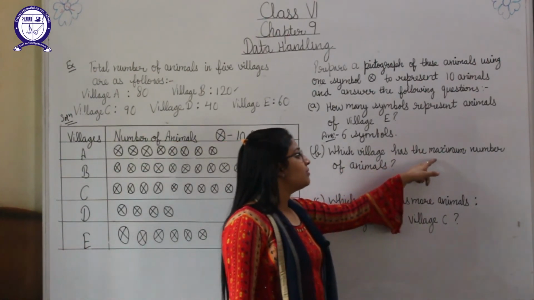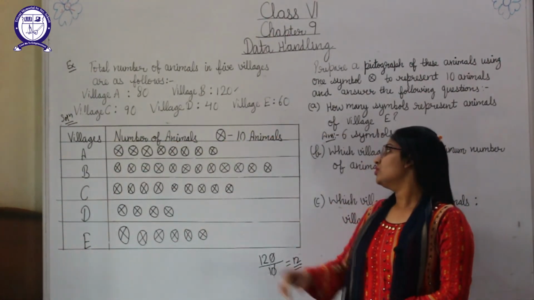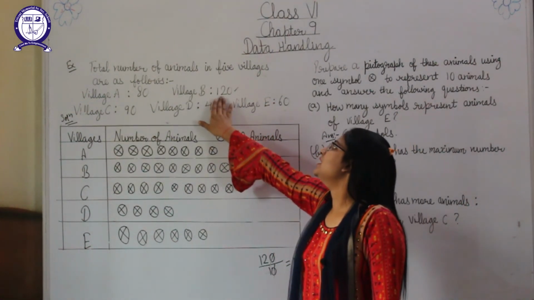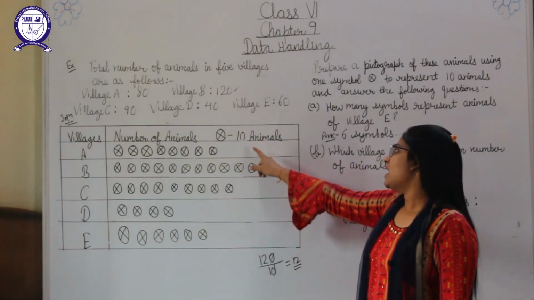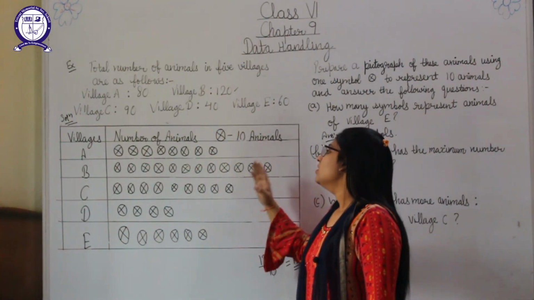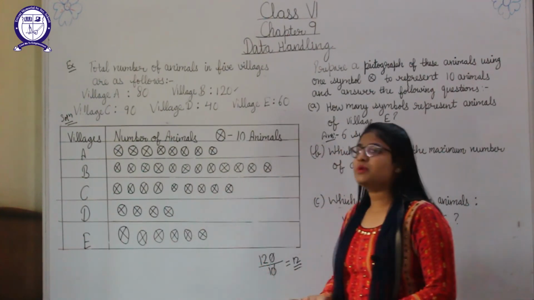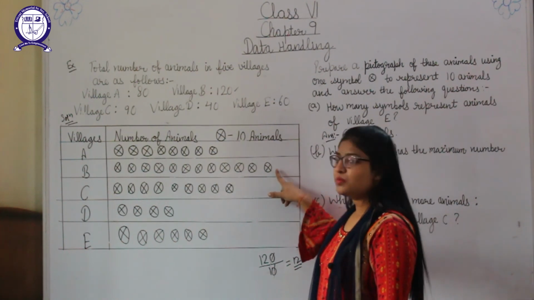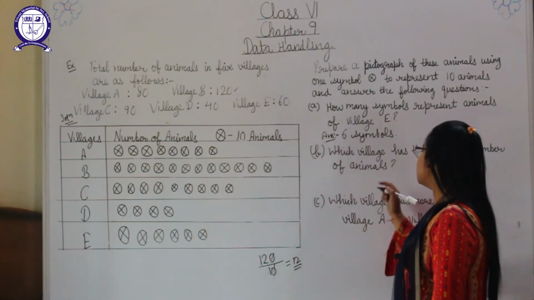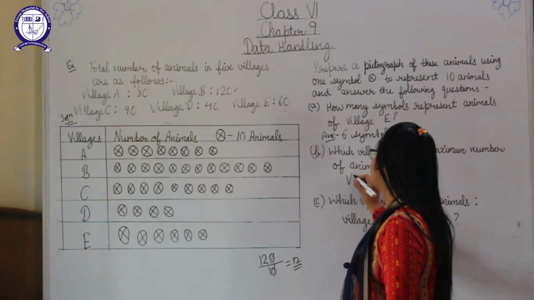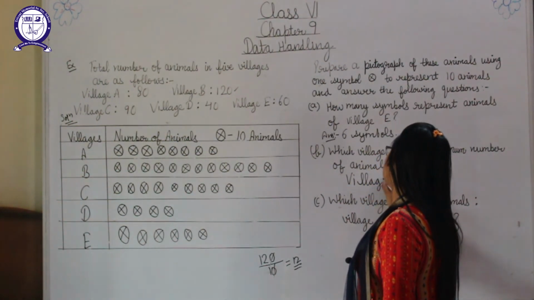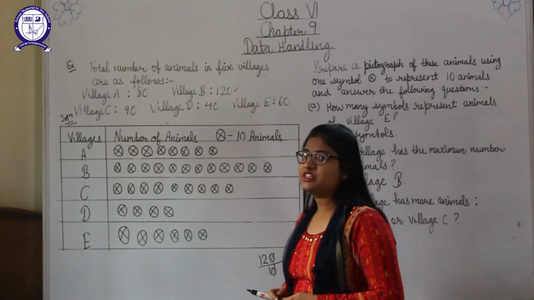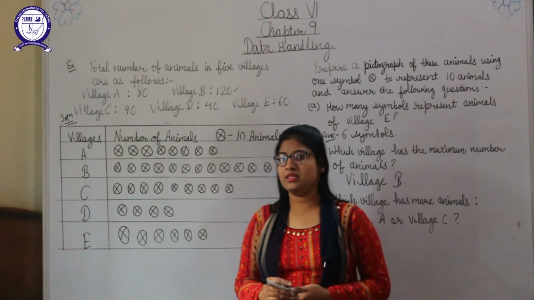Now, which village has the maximum number of animals? You can see from here that 120 is the greatest number, which means village B has the maximum number of animals. And if you look here, for which village have we drawn the maximum number of symbols? We have drawn the maximum number of symbols for village B, that is 12. Okay, so here the answer will be village B. For village B we have drawn the maximum number of symbols, or we can say that village B has the maximum number of animals.